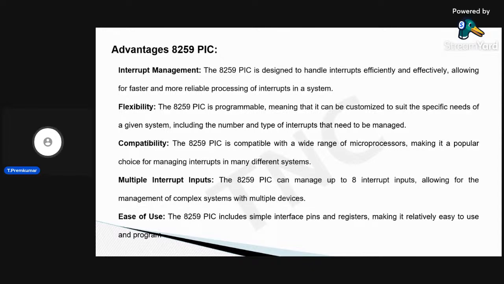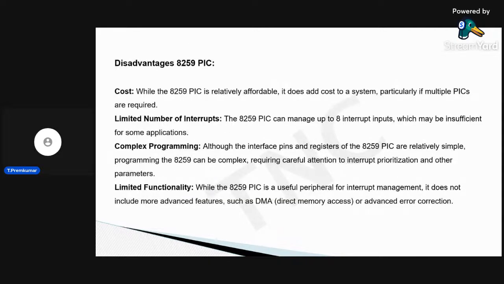Multiple interrupt inputs. The 8259 PIC can manage up to 8 interrupt inputs, allowing for the management of complex systems with multiple devices. Ease of use. The 8259 PIC includes simple interface pins and registers, making it relatively easy to use and program. Disadvantages: you have cost, limited number of interrupts, complex programming, and limited functionality.